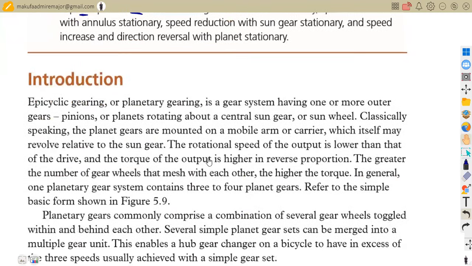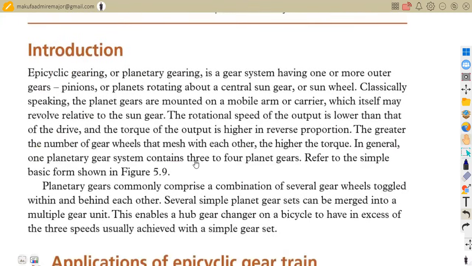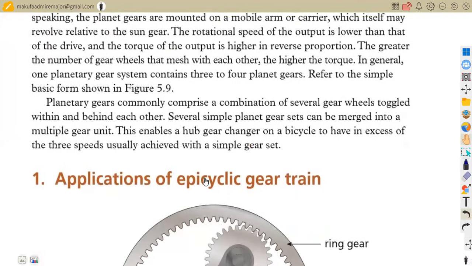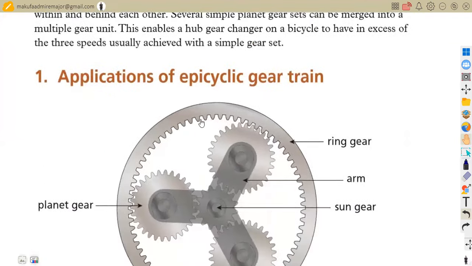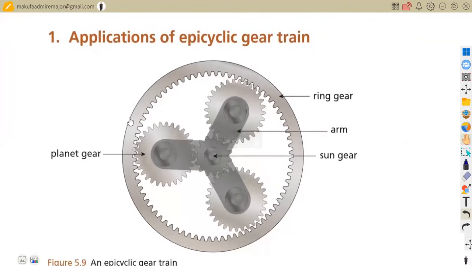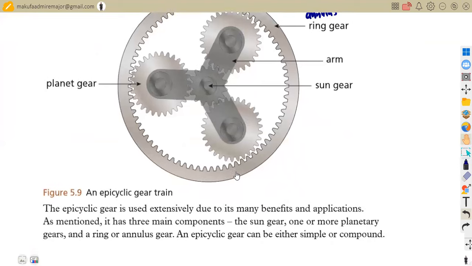What you also need is to understand the applications of the epicyclic gear train, whereby you need to know the components it is made of: the planet gear, which is the planetary gear, the sun gear, the arm, and we also have the ring gear, which we also refer to as the annulus, the one on the outer part of our gear system. So these are the components that you're going to be working with.